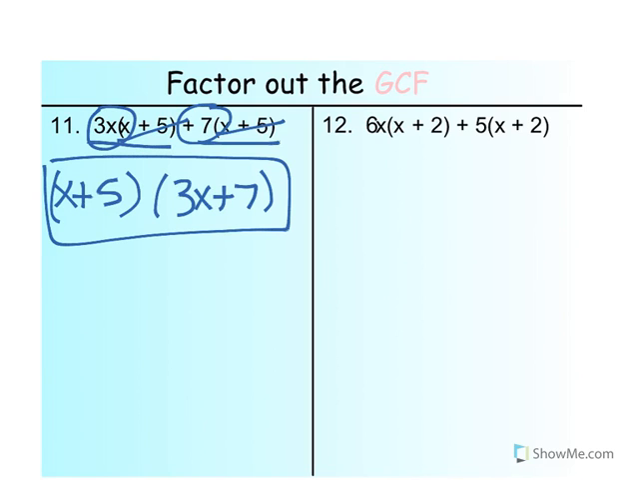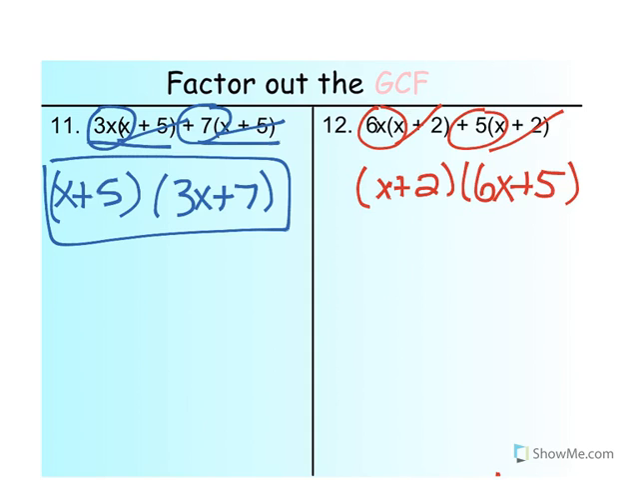Look at number 12. They both have an x plus 2. And what remains is the 6x plus 5. That's it. That's all we're looking for.